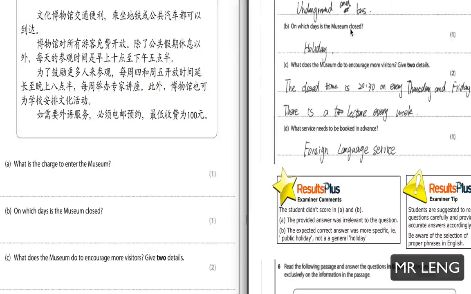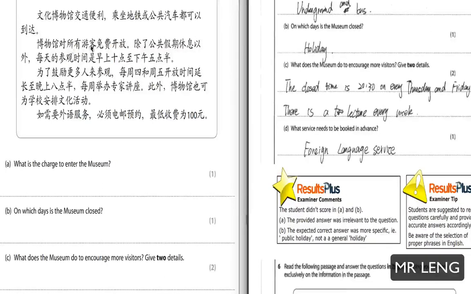So B, on which days is the museum closed? So if you're going to look for days, if you go to third paragraph, you can see a Thursday and Friday is still open for something. But you want to look for close. Which one is closed? We don't see it in the third paragraph, so we need to go back to the second and first paragraph. Let's take a look at the second paragraph.